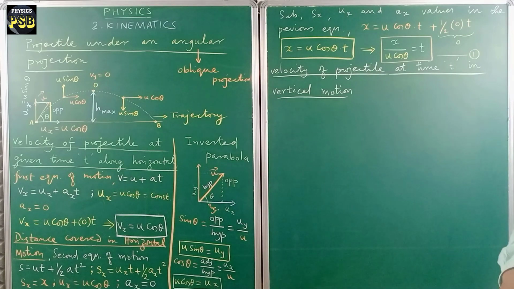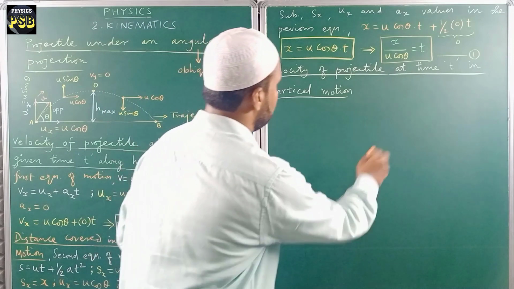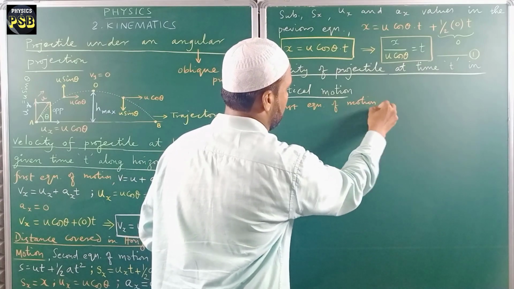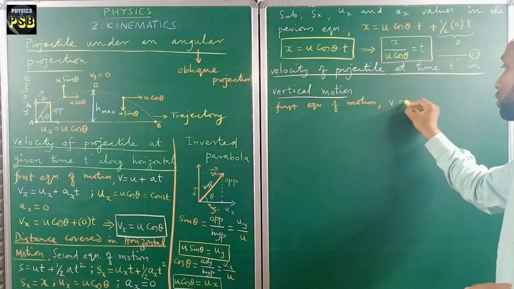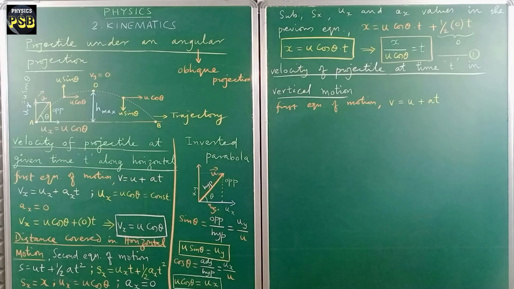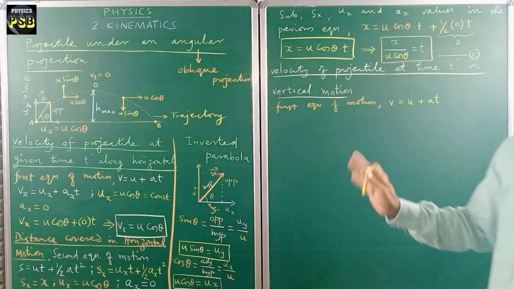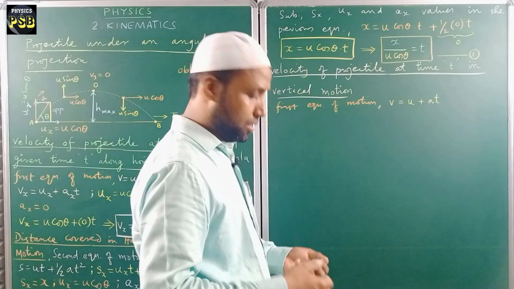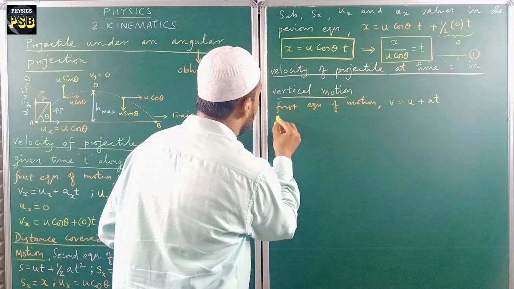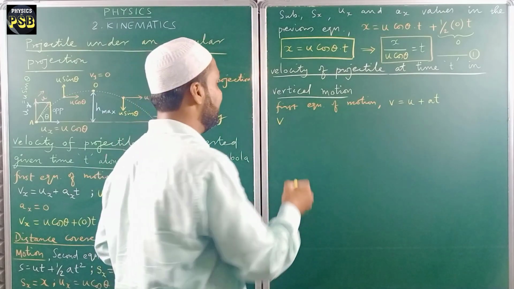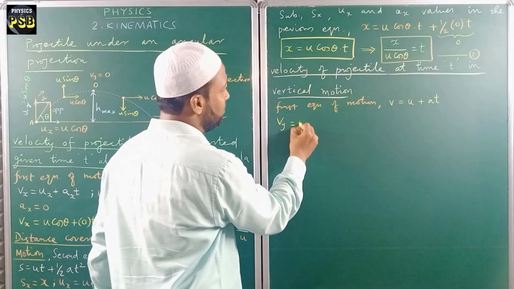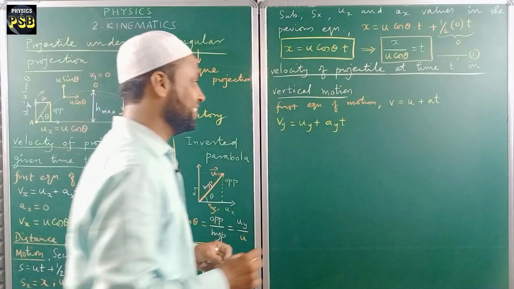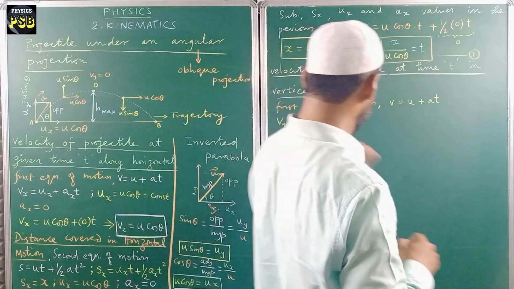Now for this I start with the first equation of motion, as we did here in this case. What is this first equation of motion? First equation of motion is v equals u plus at. Now for our case, as the object is moving up, here we talk about the vertical motion. So all these terms are replaced with the new terms according to our case. So v is replaced with vy, u is replaced with uy, and a is replaced with ay. And here time should not be changed. It is an independent variable, so it is kept as such.